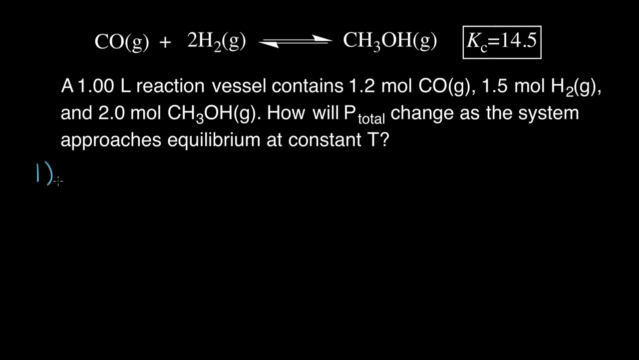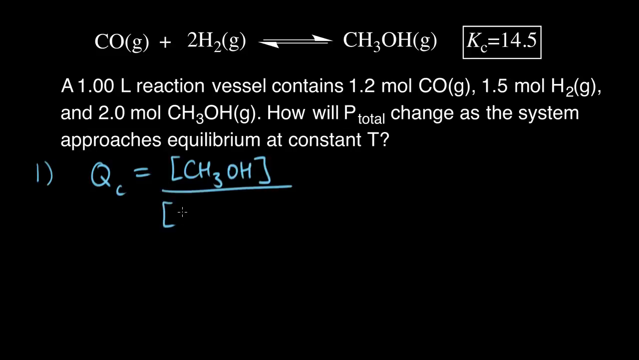In part one, we're going to try to figure out, using the reaction quotient, whether our system is at equilibrium or not. So for this reaction, our reaction quotient Q is the product concentration, CH3OH, or methanol, divided by the concentration of our hydrogen gas to the second power, because of that stoichiometric coefficient. And then also in the denominator, we have our carbon monoxide concentration.